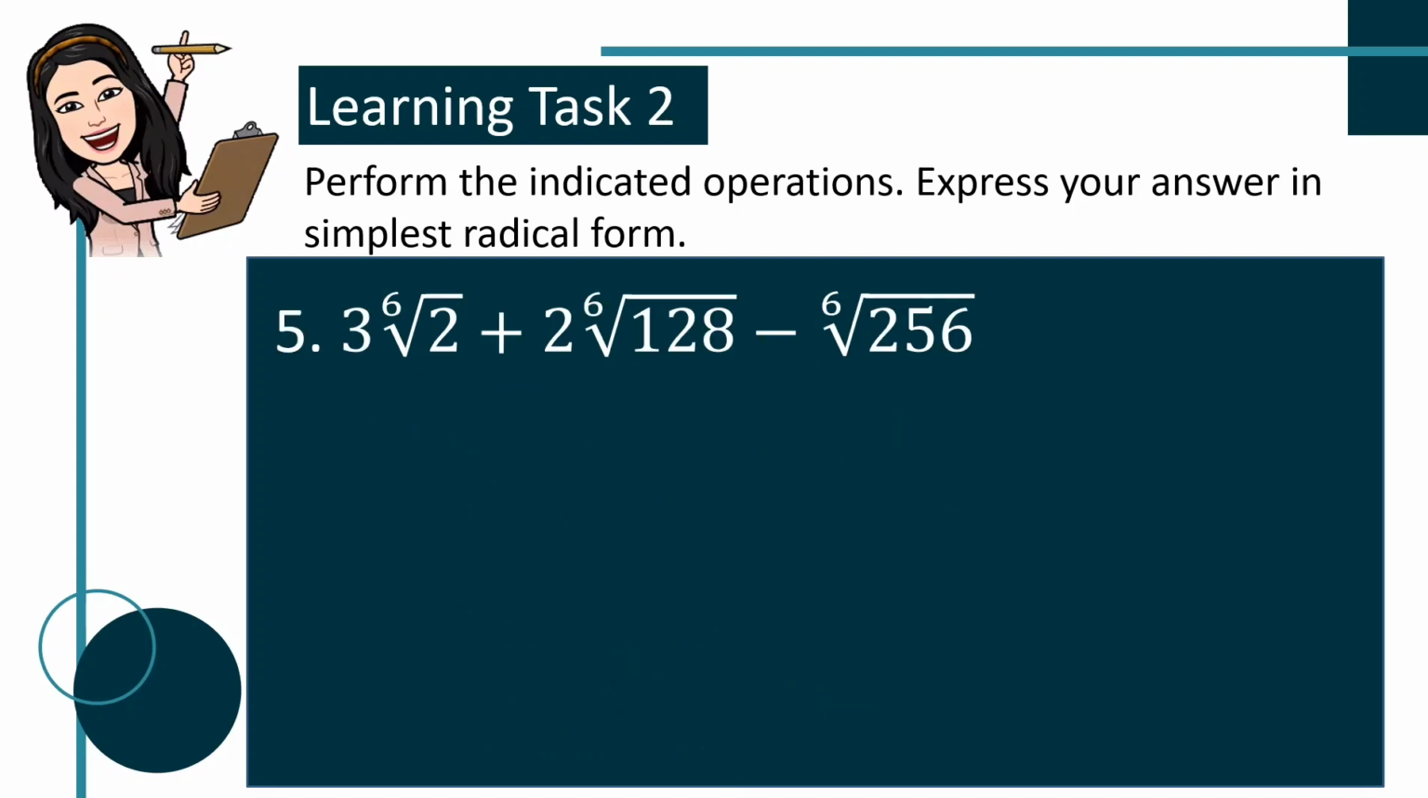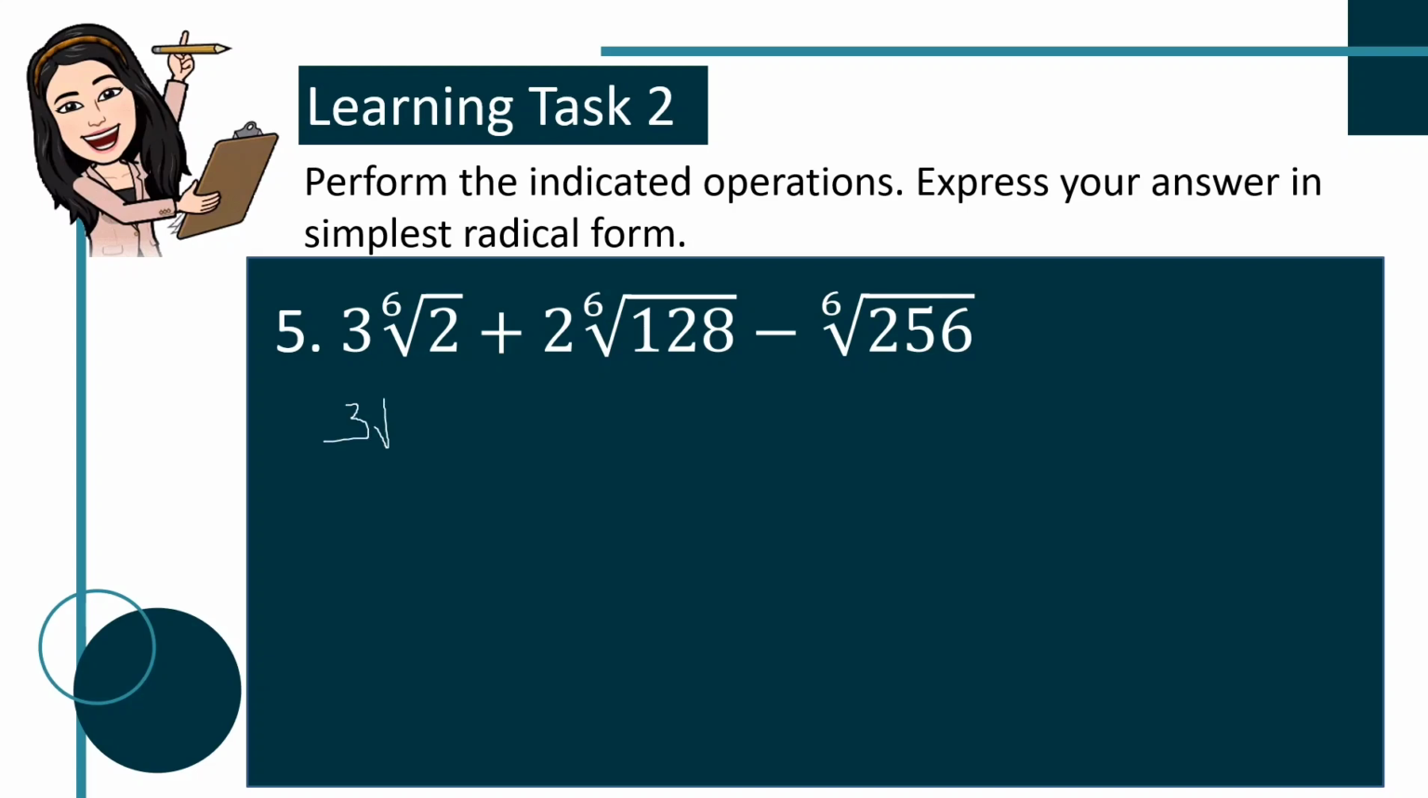Class, for our fifth example, our given is 3 sixth root of 2 plus 2 sixth root of 128 minus sixth root of 256. Just like what we did sa ating mga example kanina, we're just going to get the factors of the radicand if there is. Dito muna tayo mag-proceed sa sixth root of 2. Yung ating radicand 2 can still be reduced? Or may factors pa ba ang 2? Okay, wala na. So, in case like this, we're just going to copy it.